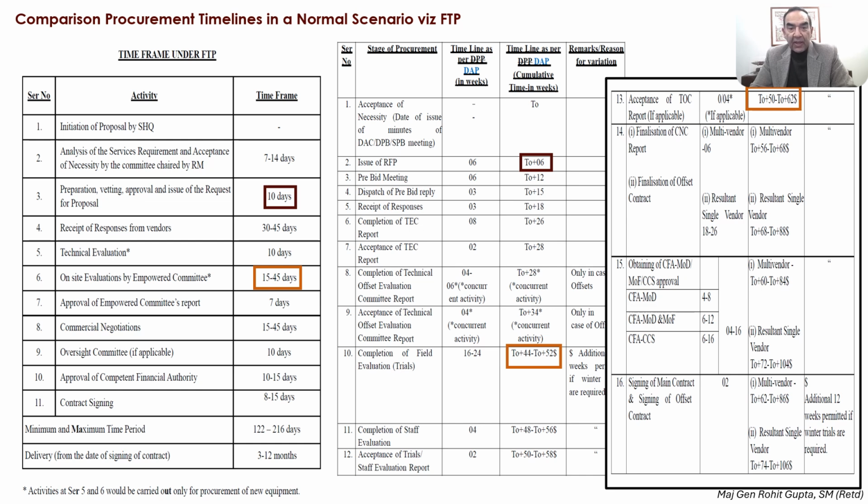In a normal procurement case, the issue of the RFP is within 6 weeks and not within 10 days. Also, the completion of the field trial and evaluation trials could go on 44 weeks to 52 weeks, including the staff evaluation, which is not there in the FTP, as well as the technical offset committee, which is 50 to 62 weeks, which is being reduced just to 15 to 45 days. Therefore, the FTP can be completed within 122 to 216 days only, as compared to around 106 weeks for the normal procurement procedure.